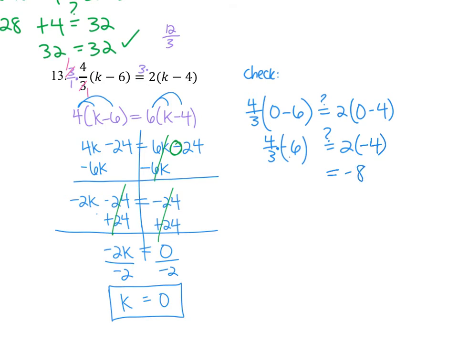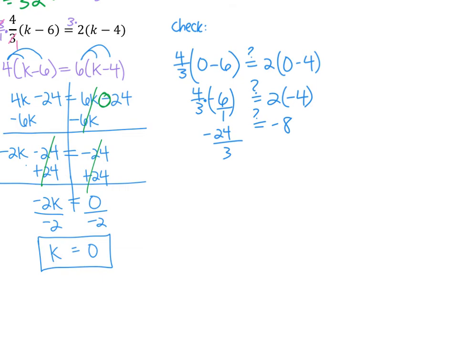On the left side, let's write negative 6 as negative 6 over 1 so we can multiply the fractions. Let's go ahead and multiply across. 4 times negative 6, our numerator is negative 24, over our denominator, 3 times 1 is 3. And then negative 24 divided by 3 is negative 8. So negative 8 equals negative 8. Our answer is correct.